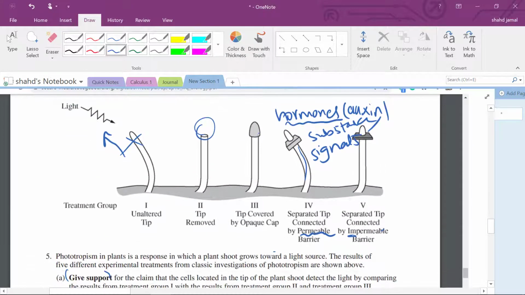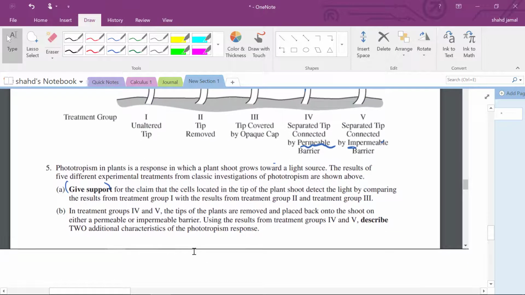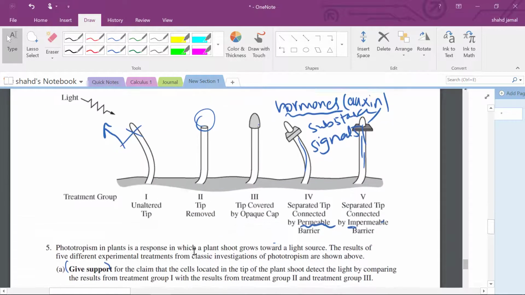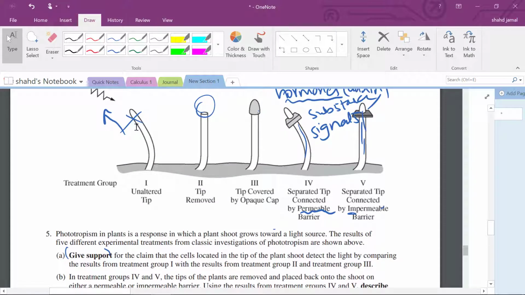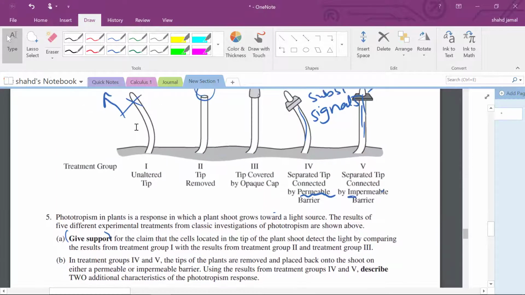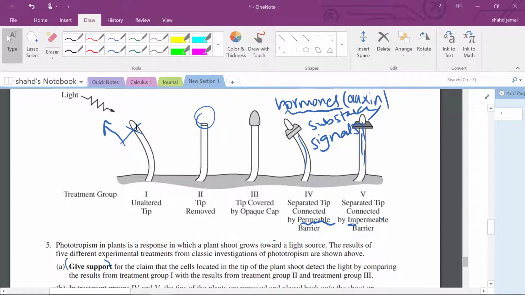As we can see, to further prove that, in the impermeable barrier treatment group, the plant does not bend because this substance or hormone cannot diffuse to the rest of the plant and therefore cannot cause the plant to bend in that direction. So the property that we can deduce is that the substance must diffuse from the tip for the shoot and the entire plant to bend. This is basically it for this question. You do not need any background information. You can deduce all of this simply from looking at and analyzing the diagram itself.